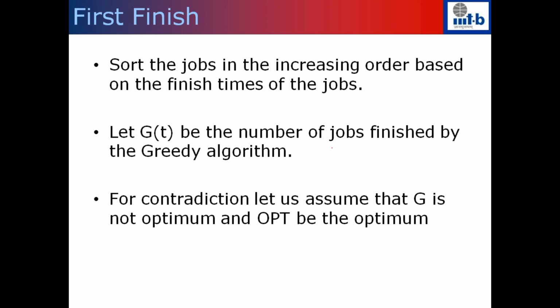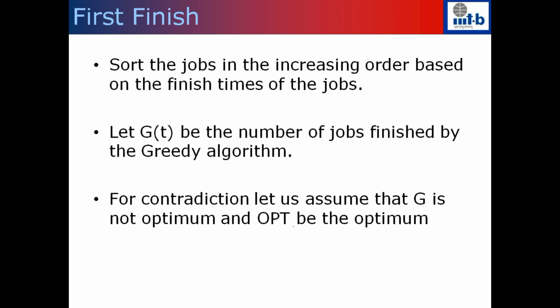Let's try to show this by contradiction. Let's define G(t) to be the number of jobs finished by the greedy algorithm by the time t, right? So for contradiction, at the end of the algorithm, let's assume that greedy doesn't pick the maximum number of jobs.